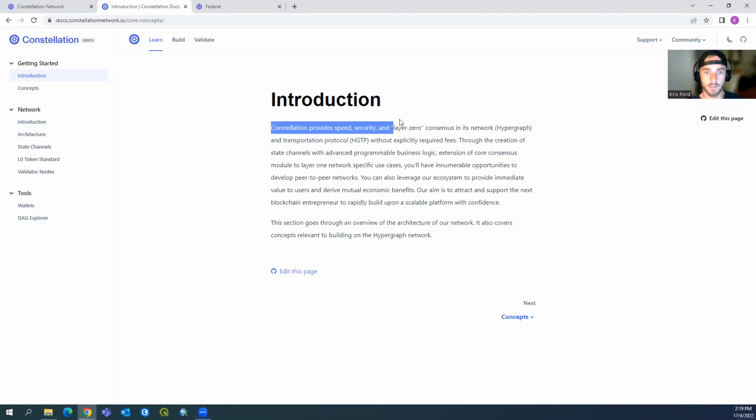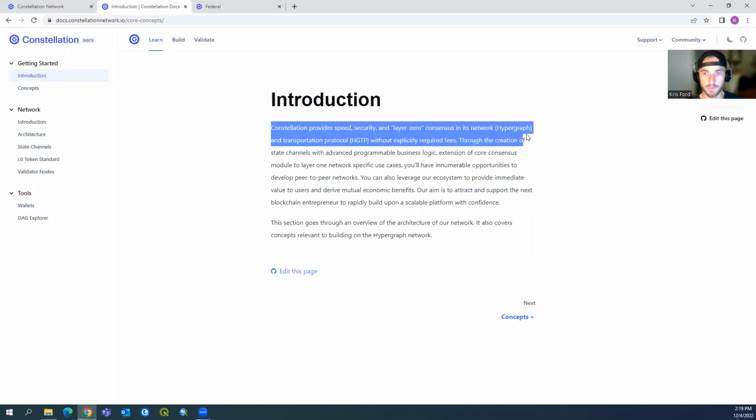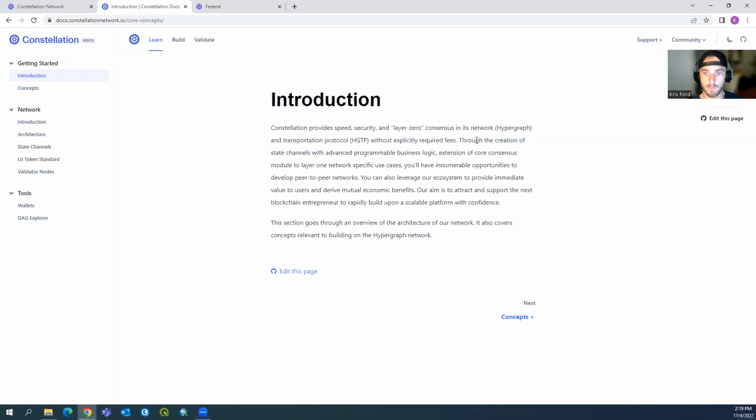I don't want to bore you guys to death, but Constellation provides speed, security, and layer zero consensus in its hypergraph transport protocol, HGTP, without explicitly requiring fees, through the creation of state channels with advanced programmable business logic, an extension of core consensus modules to layer one networks. For specific use cases, you'll have innumerable opportunities to develop peer-to-peer networks.